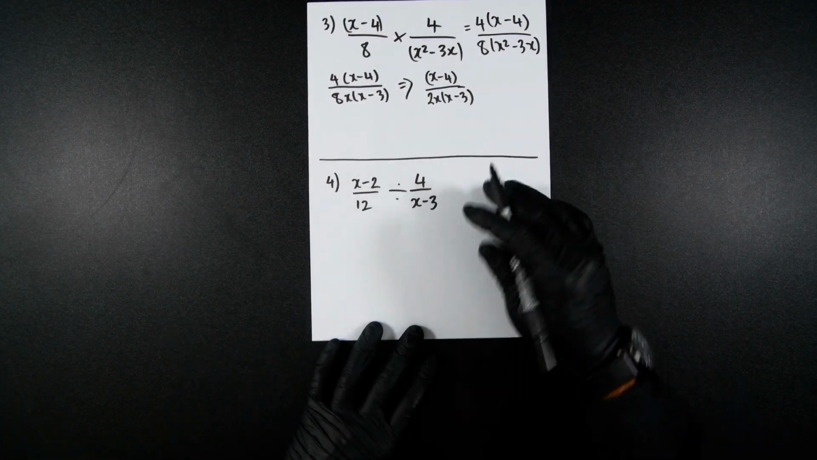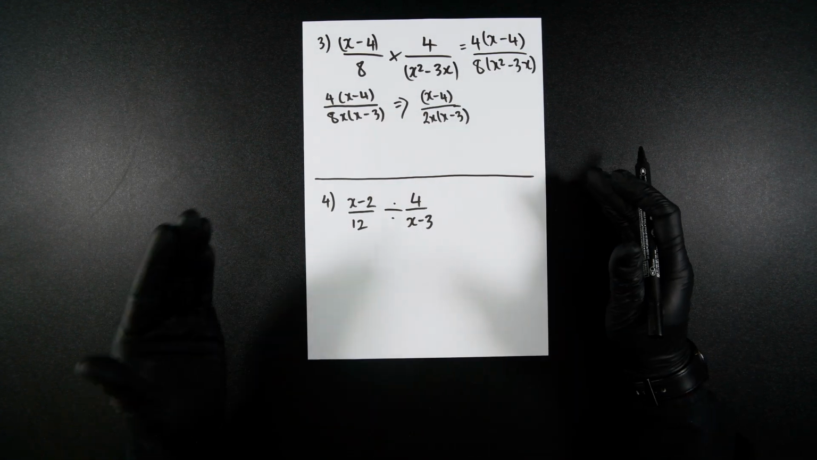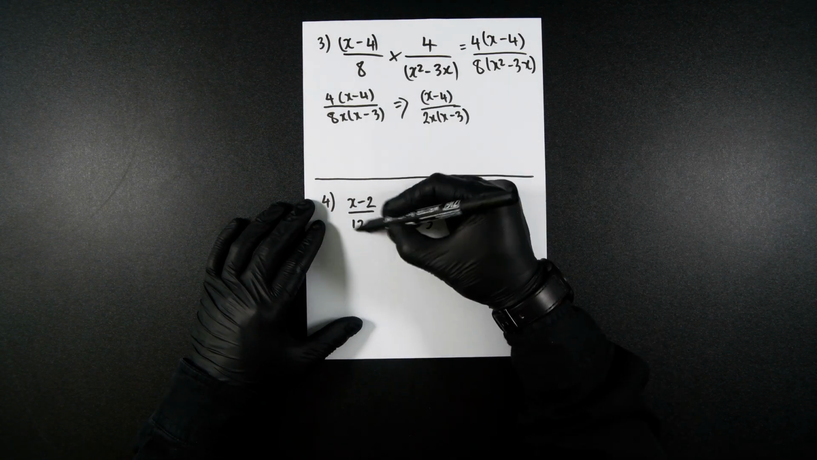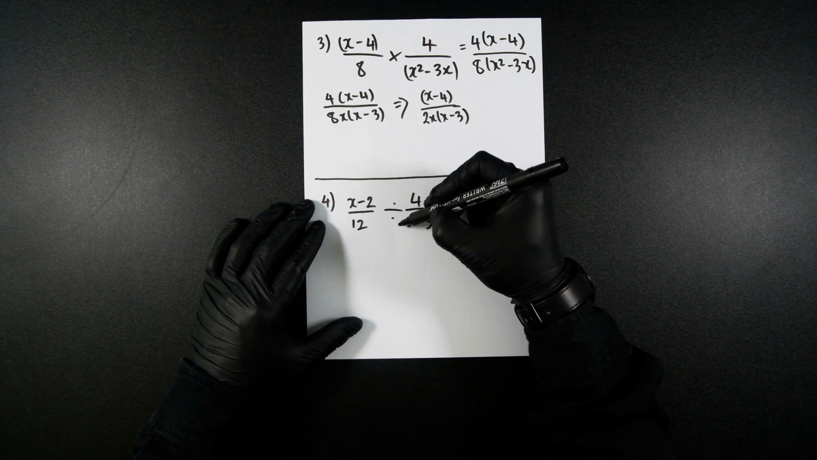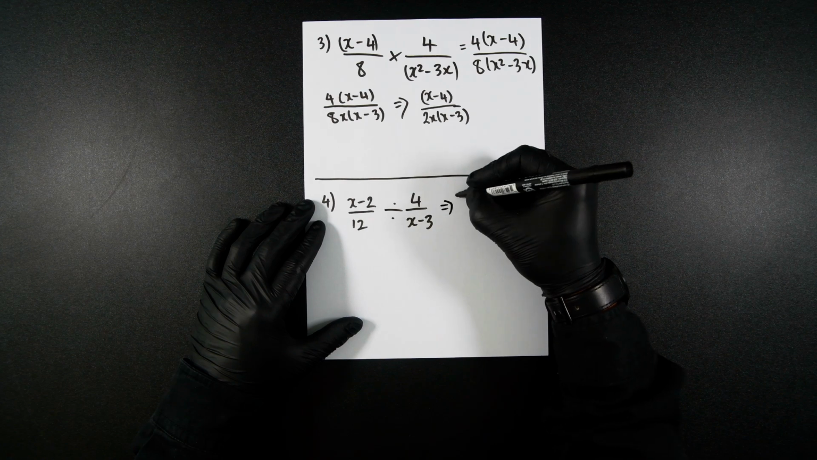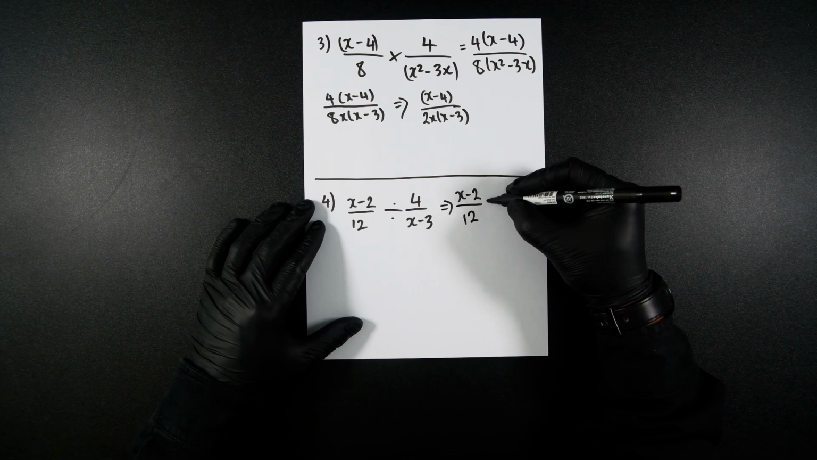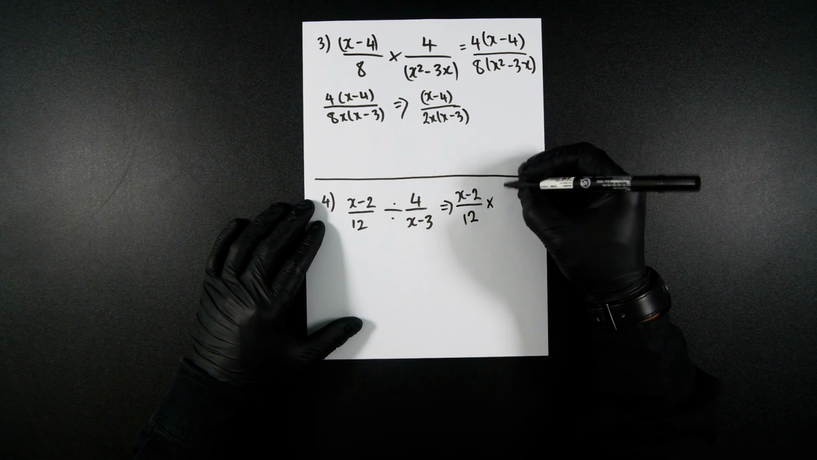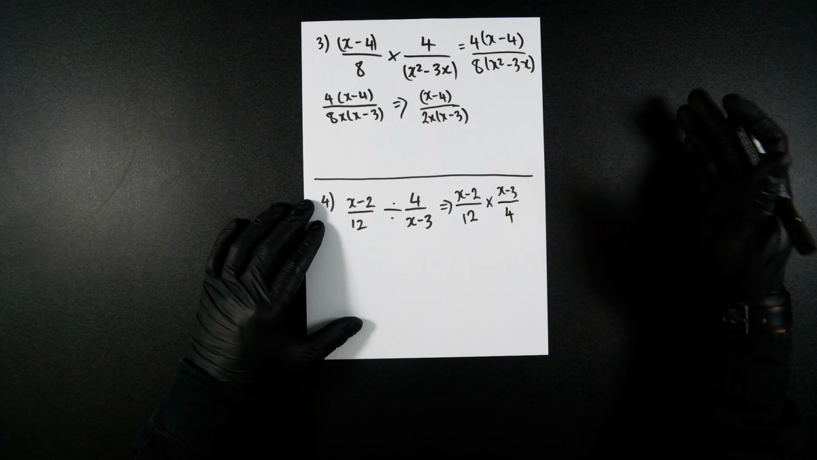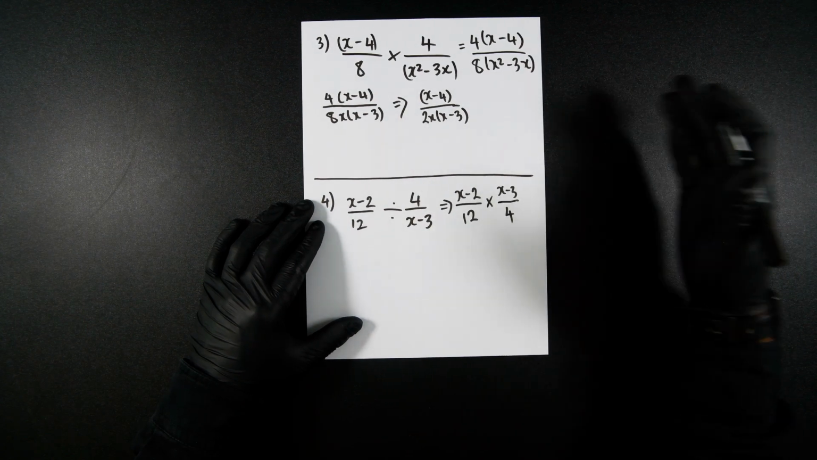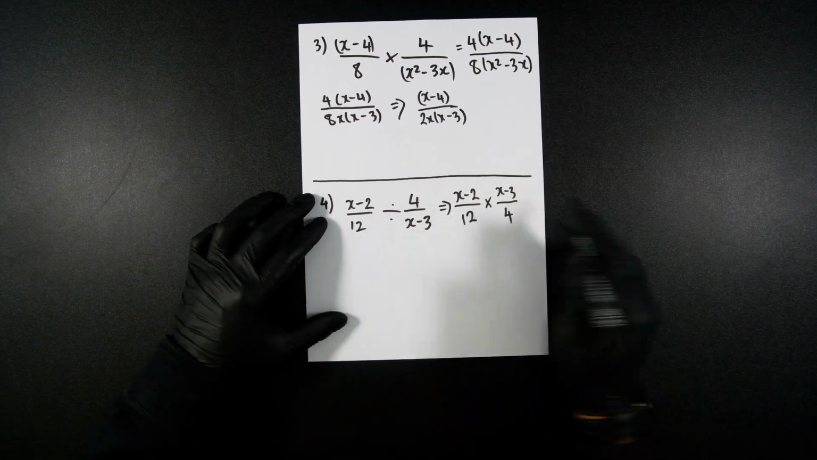Division is exactly the same as with normal fractions. Keep, flip, change. KFC, the greatest wings on the planet. So we keep this the same, we flip this upside down, and we change the sign from a division to a multiplication. So this would become (x minus 2) divided by 12. We change the sign into a multiplication, and we flip this upside down. So let's do (x minus 3) over 4. KFC, Kentucky Fried Chicken, keep, flip, change. Anyway, let's now multiply across.